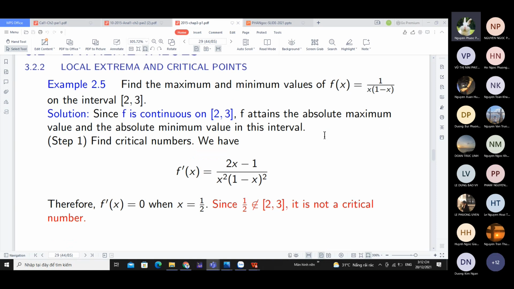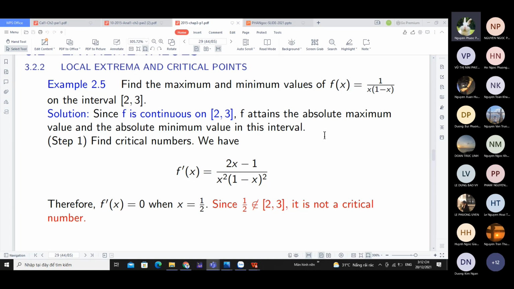Look, first of all, the function f is continuous on the closed interval [a, b]. And that's why the function f attains the absolute maximum value and absolute minimum value in this interval. Now, the first step, we find critical numbers of f. We evaluate f prime of x. Okay, it's easy, huh? Just apply the quotient rule. It gives you (2x minus 1) over x squared times (1 minus x) squared. So f prime of x equals 0 if and only if x equals 1/2.